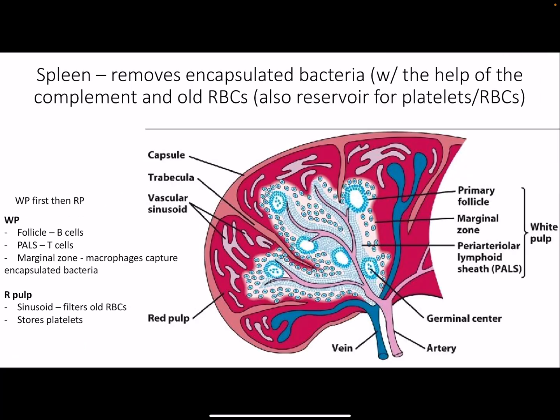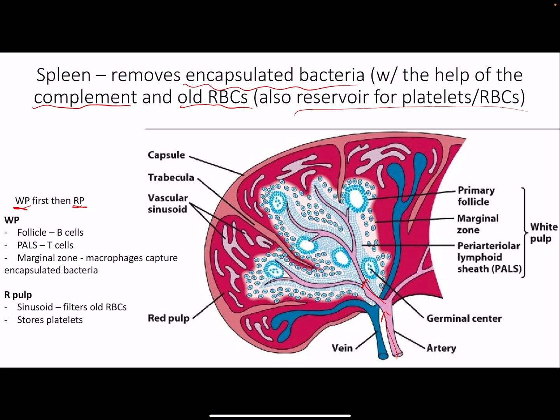All right, the spleen. So the spleen's job, again, we mentioned it, removes encapsulated bacteria, which are very sticky. It needs specifically C3b, and it also gets rid of old red blood cells. Red blood cells live for about 120 days, and then they get recycled by the spleen. It also happens to be a reservoir for platelets and red blood cells. So when our blood is moving through, it goes through what's called the white pulp first, and then it goes through the red pulp second.